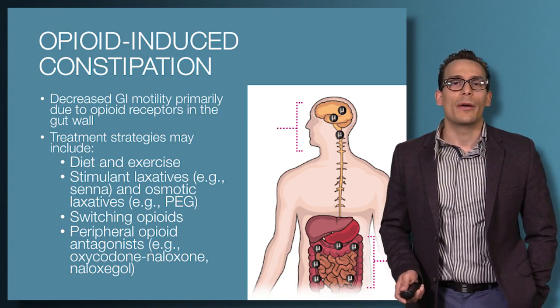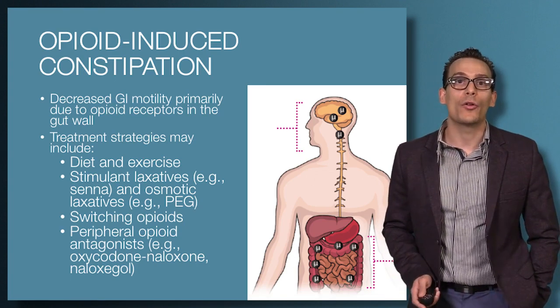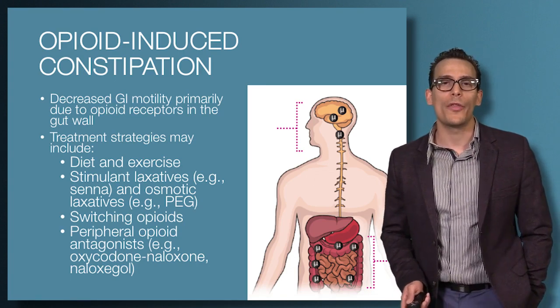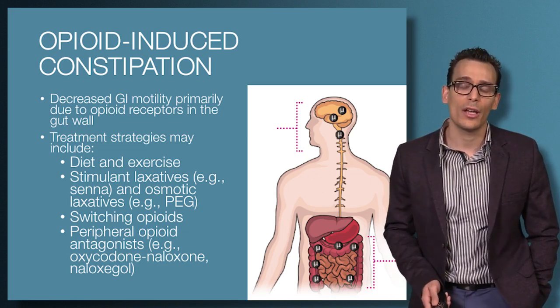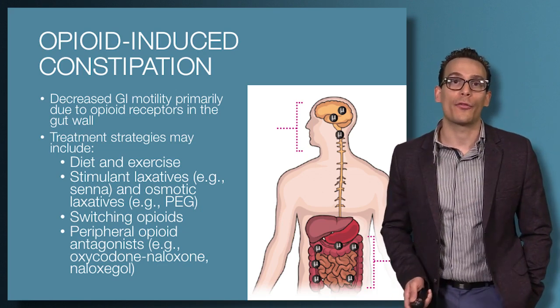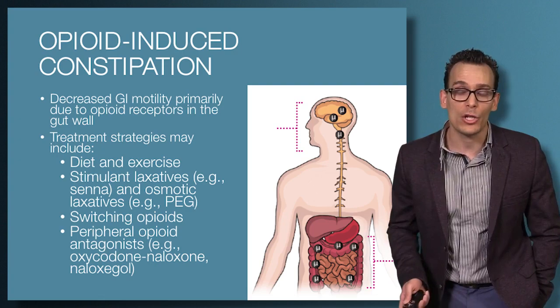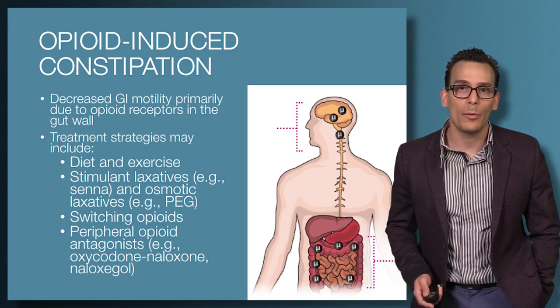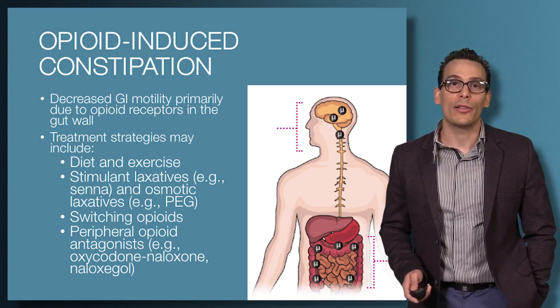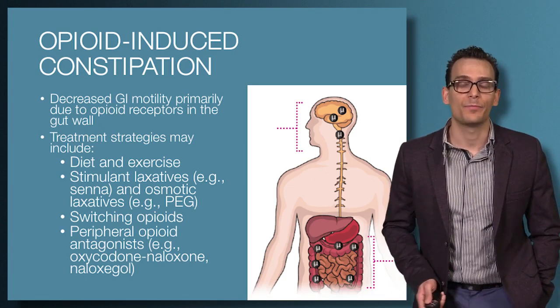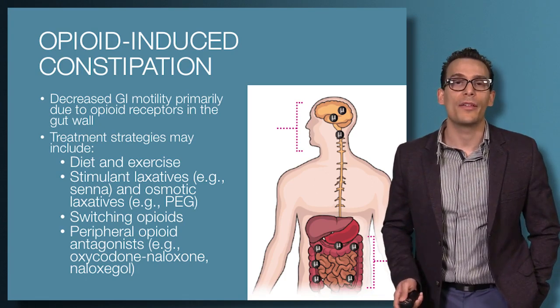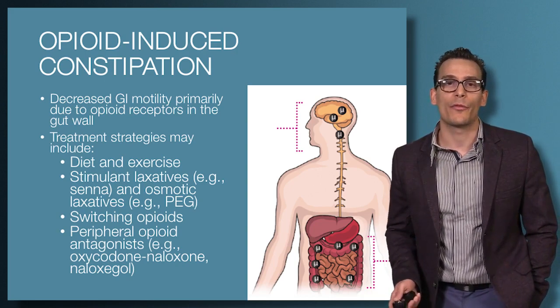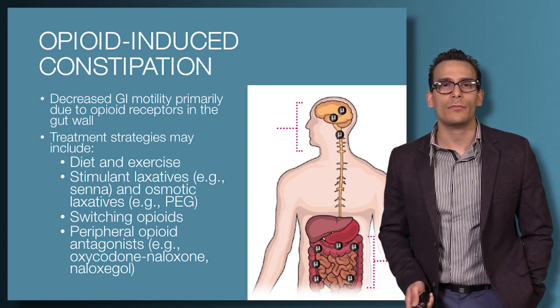So there's a specific formulation, an oxycodone naloxone pill, where the oxycodone is used as the analgesic, and the naloxone is used as the peripheral opioid antagonist to limit constipation. The way that it works is that the naloxone, because it's very poorly bioavailable, meaning very little ends up in the systemic circulation, is predominantly restricted to the gut and thus acts on the gut receptors to reverse opioid-induced constipation.